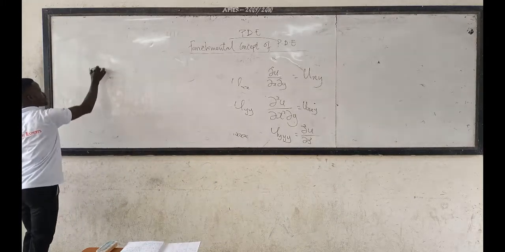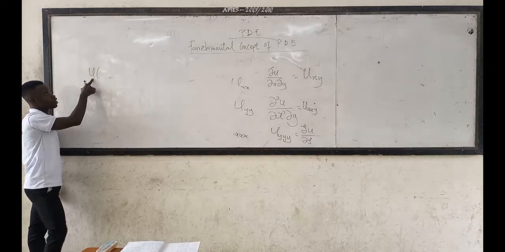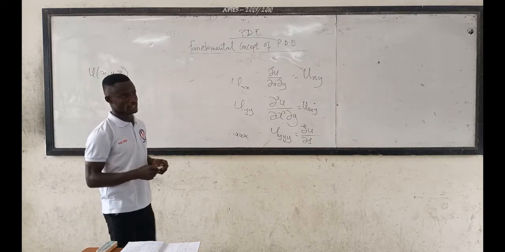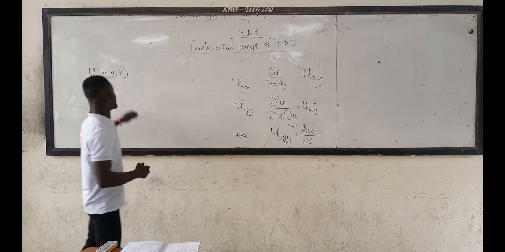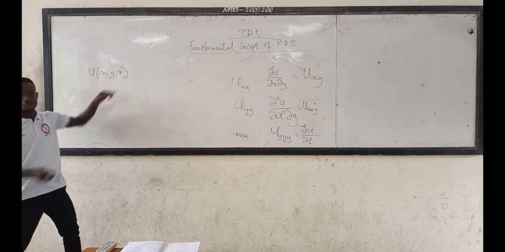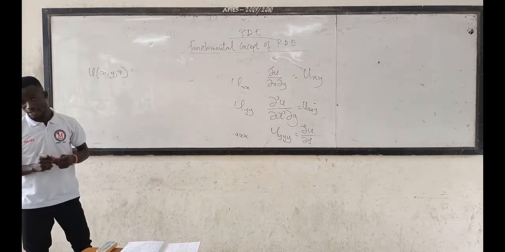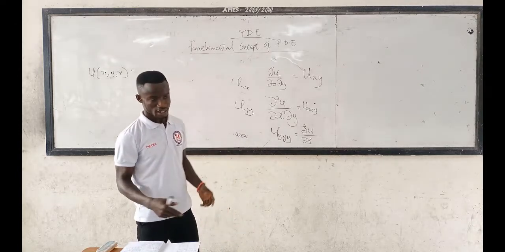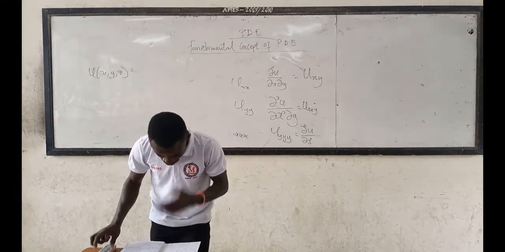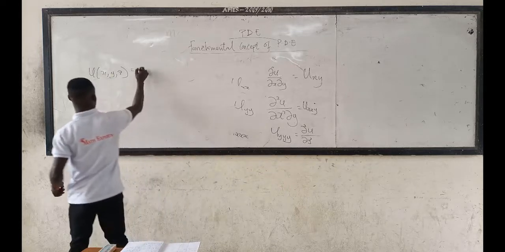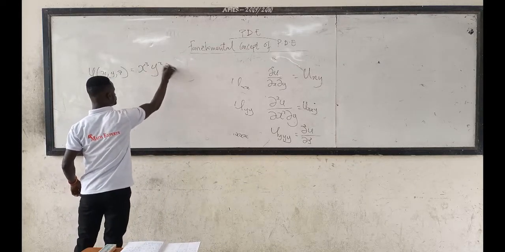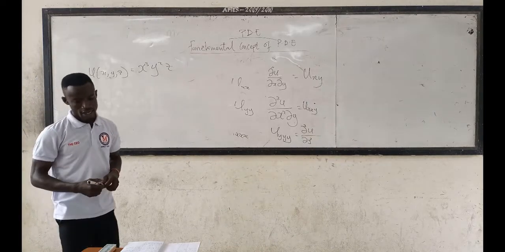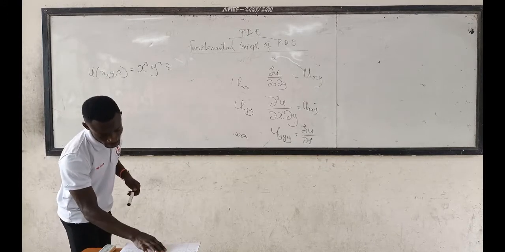So let's say we have a function, the dependent variable in terms of x, y, and z. Let me emphasize this: even if you don't see the function that is going to be given in terms of z, it doesn't mean that you won't treat z as constant. It's still a constant. Let's consider x power 3, y power 2, and z. So let's find the partial derivative.